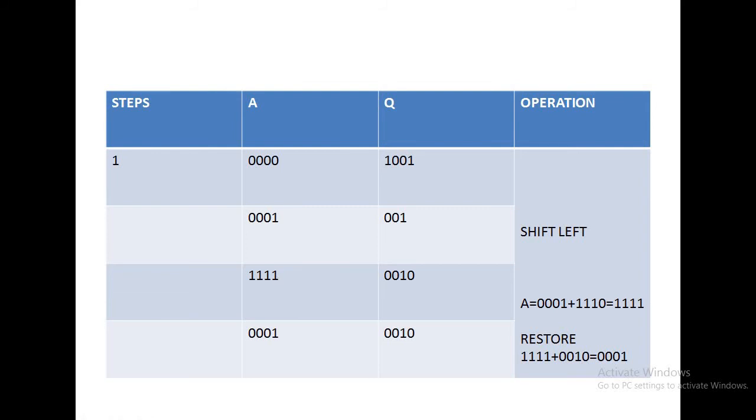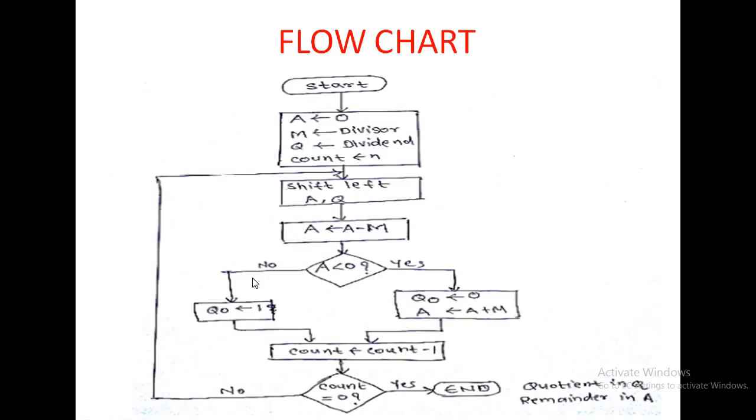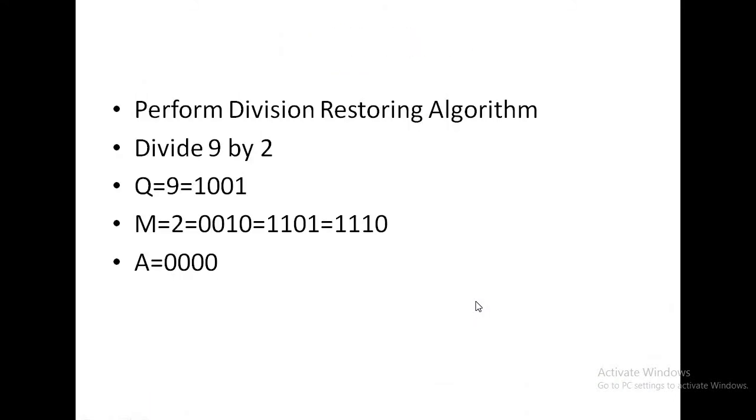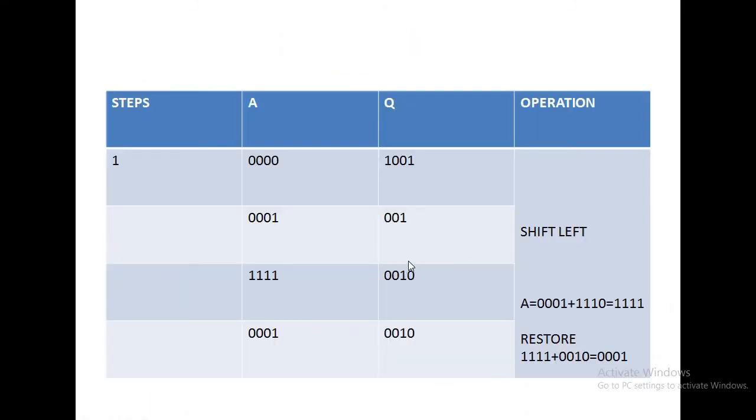Then check what is the sign of A, either positive or negative. The sign of A is negative. Why? Because the MSB bit is 1. If the sign of A is negative, less than 0, then Q0 is changed to 0. Q0 is changed to 0 means this bit is changed, here it is 0. After that, perform A is equal to A plus M, or restore A.